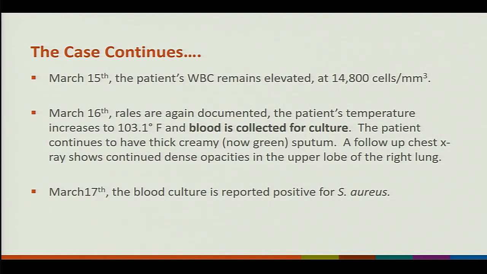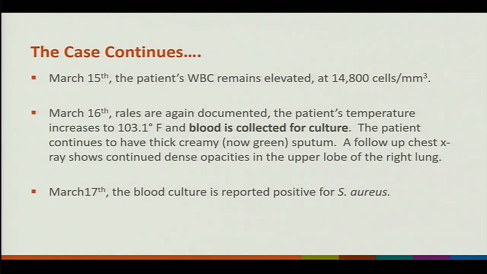All right, the case continues. On March 15th, the patient's WBC remains elevated at 14.8. The next day, on the 16th, the rales are again documented. The patient's temperature increases to 103.1, and blood is collected for culture. The patient continues to have thick, creamy, now green sputum. Actually, it was green, I think, the day before. A follow-up chest x-ray shows continued dense opacities in the upper lobe of the right lung. And on the 17th, the blood culture is reported positive for Staph aureus.